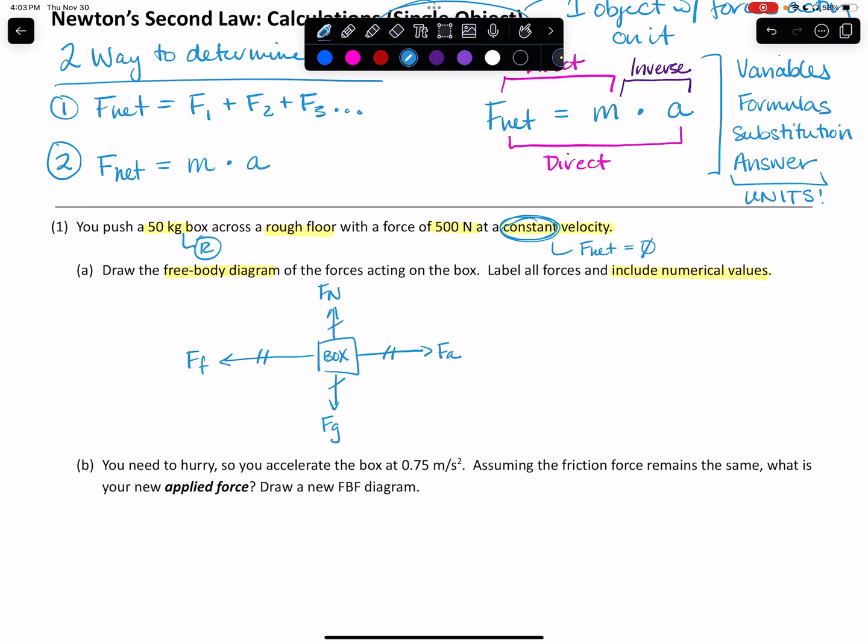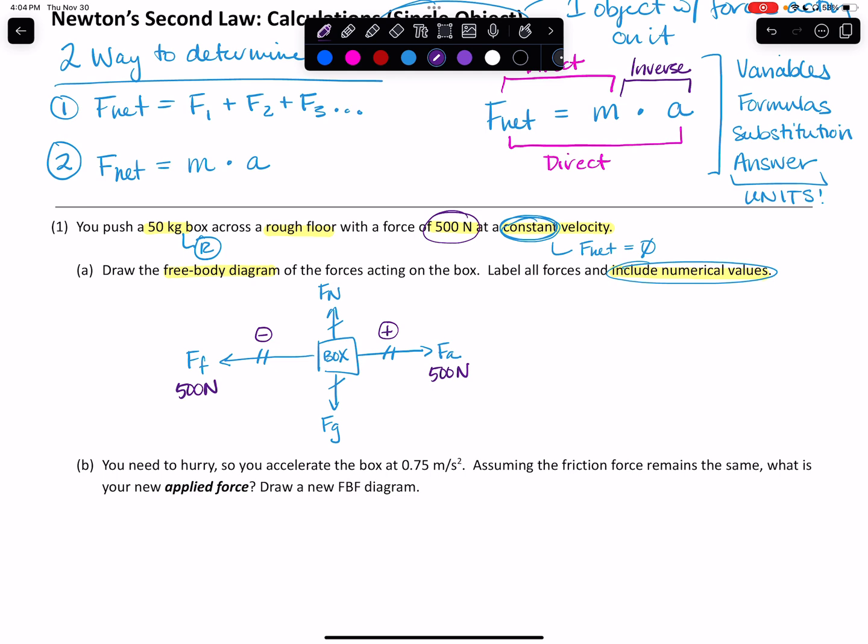Now it says to include numerical values, which means I must be able to figure out some of this stuff. First, I'm given 500 newtons as my applied force. So I'm going to put 500 newtons here. And I know that the frictional force must be equal but opposite. So we're going to have 500 newtons over here. This is the negative direction and this is the positive. We just list the magnitude of these forces.